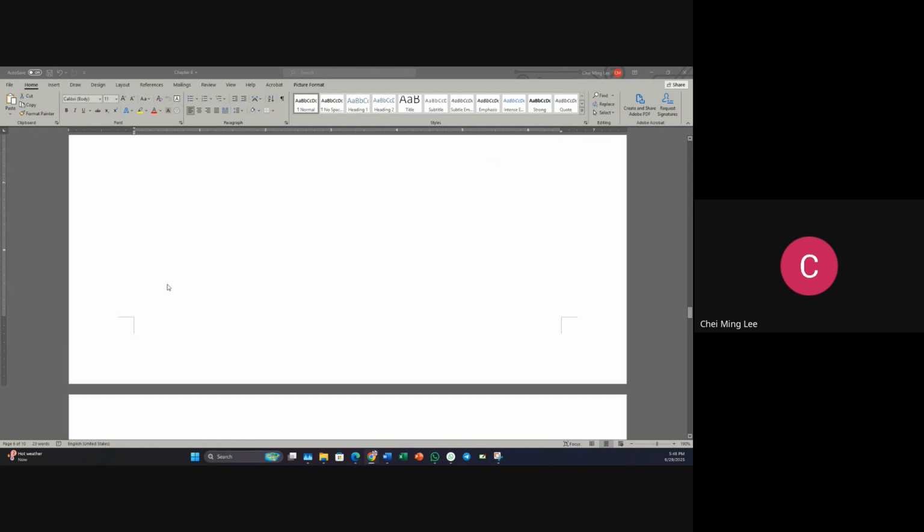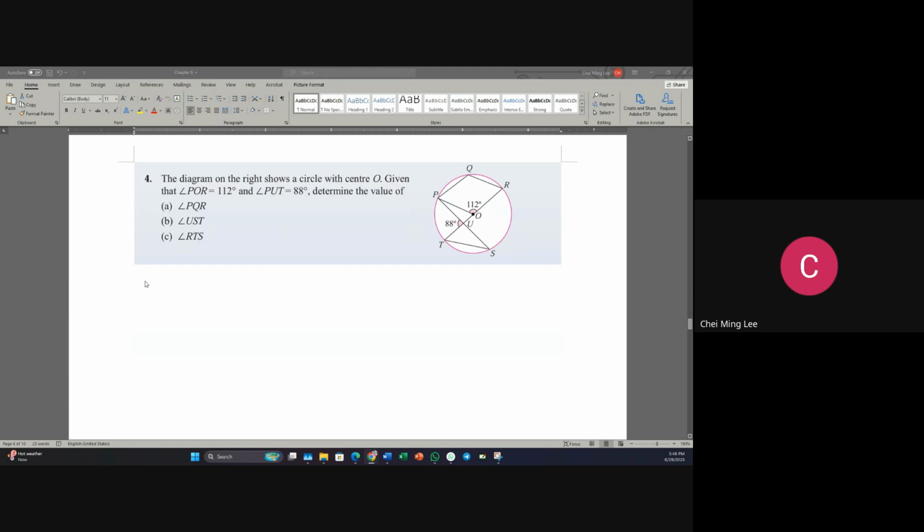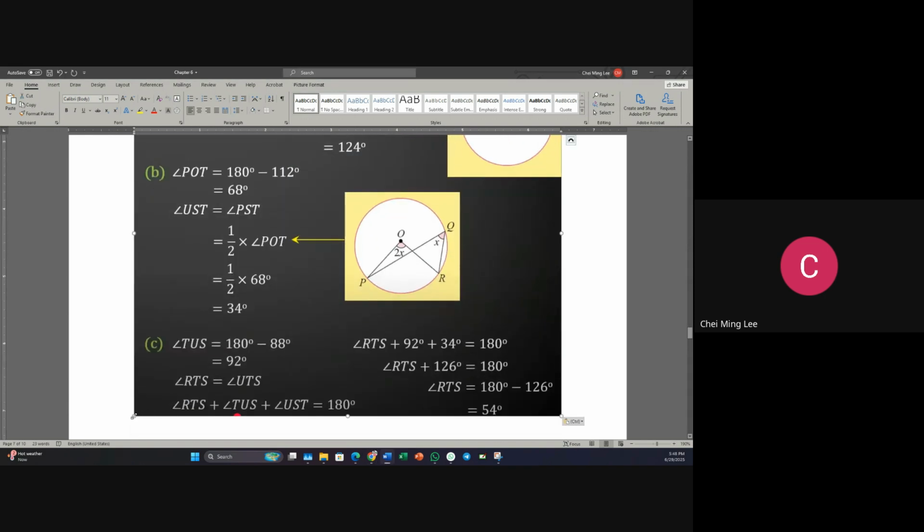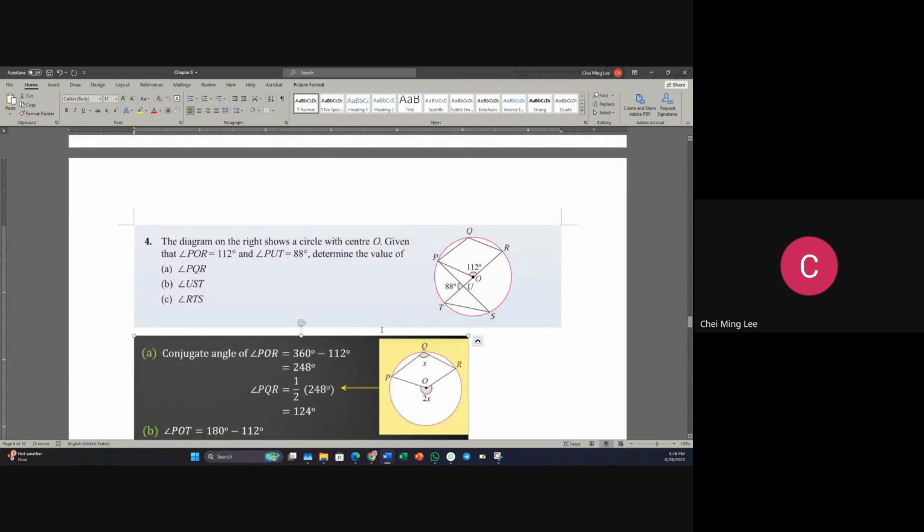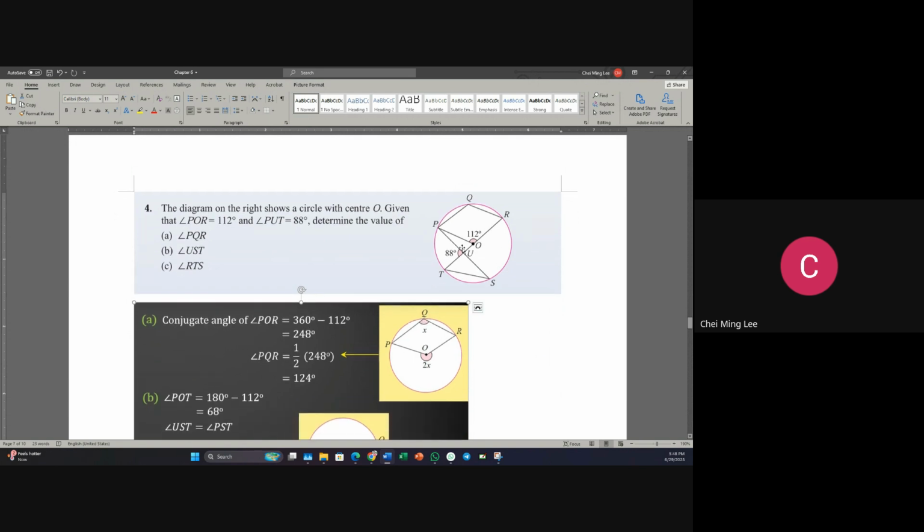All right, so let's see the next one. The diagram on the right shows a circle with a center of O. Given that POR is 112 and PUT is 88. So determine the value of, first, PQR. So we should use this one. The outside angle is 2x and this one is x. So the conjugate angle of POR will be 360 minus 112, which is 248. And PQR is half of 248, which is 124.